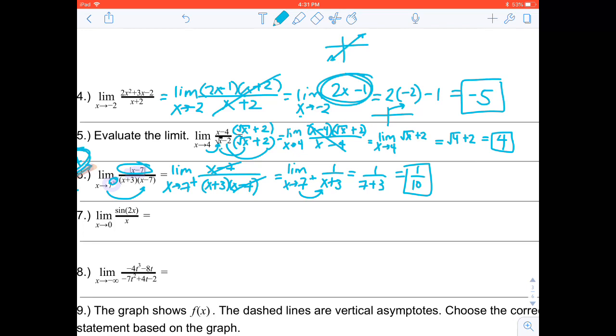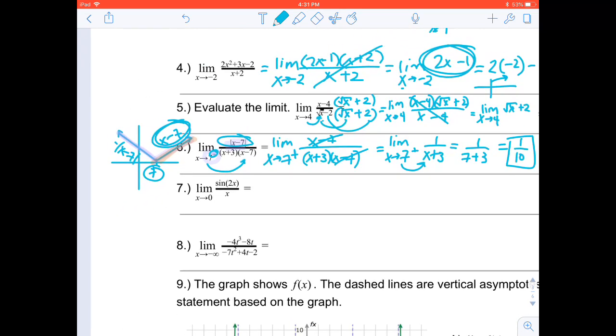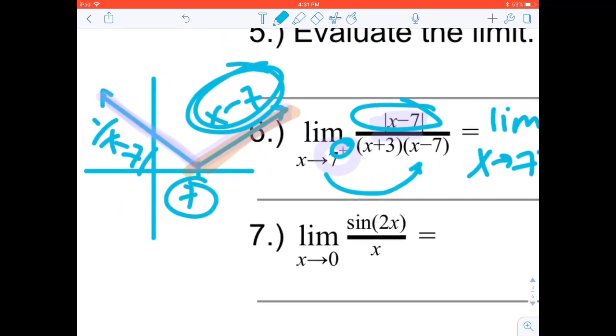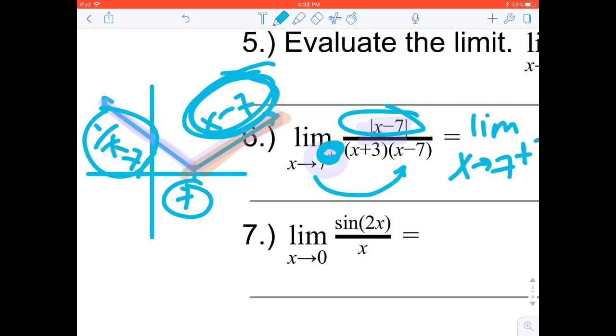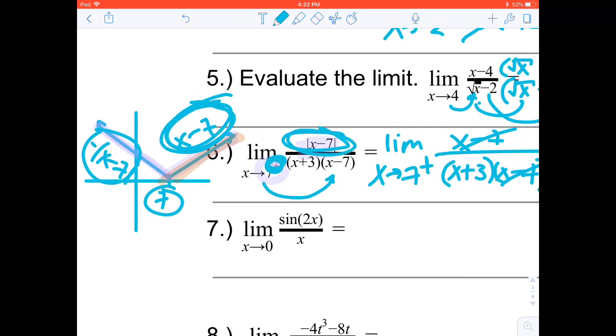So always think about what are the two functions that make up the absolute value? Like we see here, there's always going to be the positive, and then there's always going to be the negative. And then decide, what is the question asking you to look at? Is it asking you to look at the right side, or the left side? And that'll direct you to what you need to replace that with.